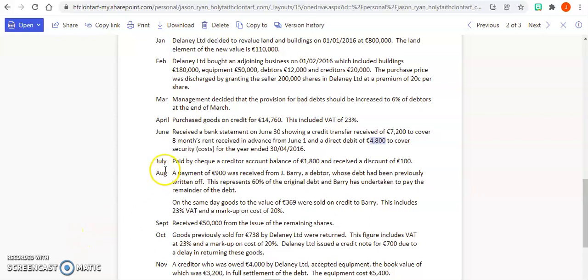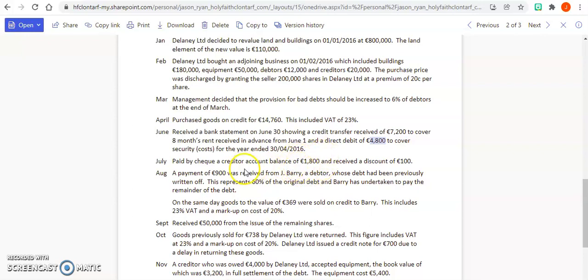Okay, so let's have a look at July for Delaney 2017. Here they've paid by check a creditor account balance of 1,800. So we've paid a creditor. That means that 1,800 is going to reduce our creditors.